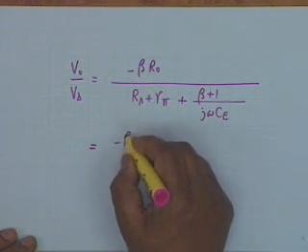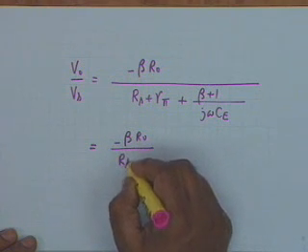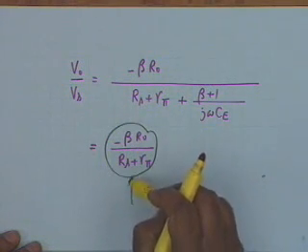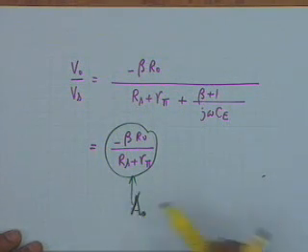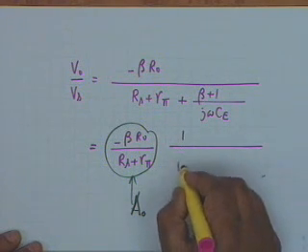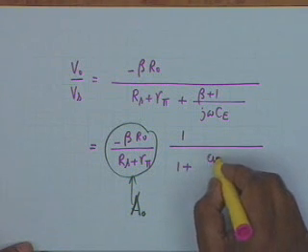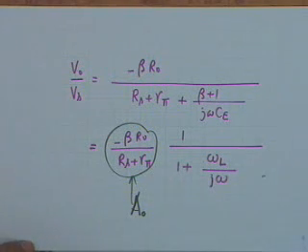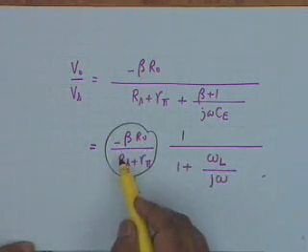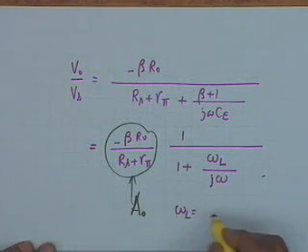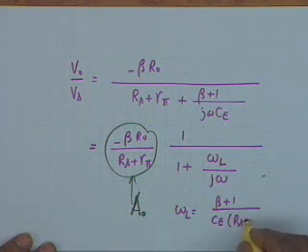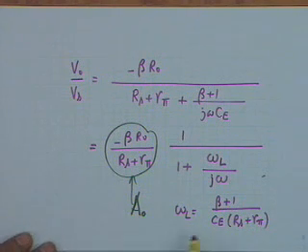I can write this as minus beta R0 divided by Rs plus R pi, which precisely is what? The midband gain A0, times 1 divided by 1 plus omega L divided by j omega. Okay, I take Rs plus R pi common, then what is omega L? Beta plus 1 divided by Ce times Rs plus R pi. Can you see why I call this omega L, the low frequency 3 dB point?